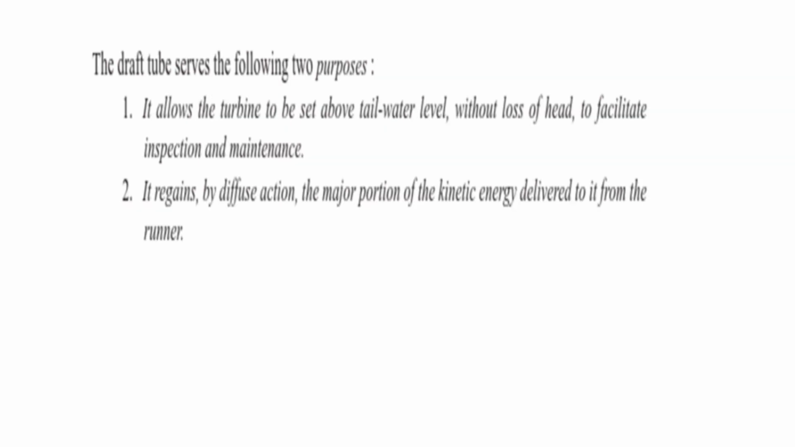So, the draft tube serves the following two purposes. It allows the turbine to be set above the tailwater level without loss of head, to facilitate inspection and maintenance. It regains, by diffuser action, the major portion of the kinetic energy delivered to it from the runner.